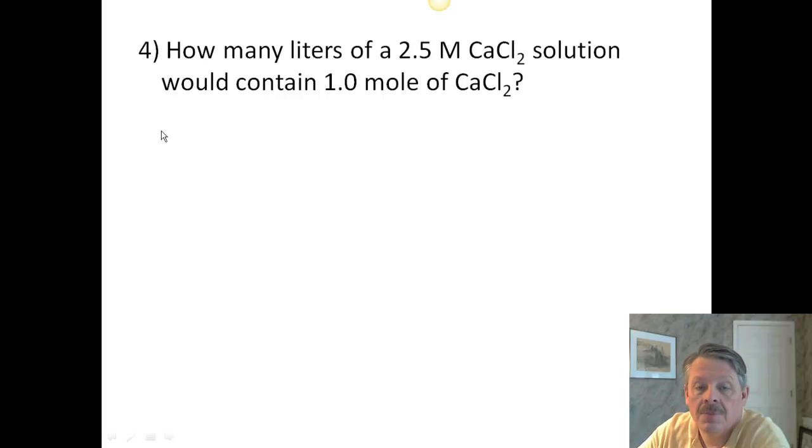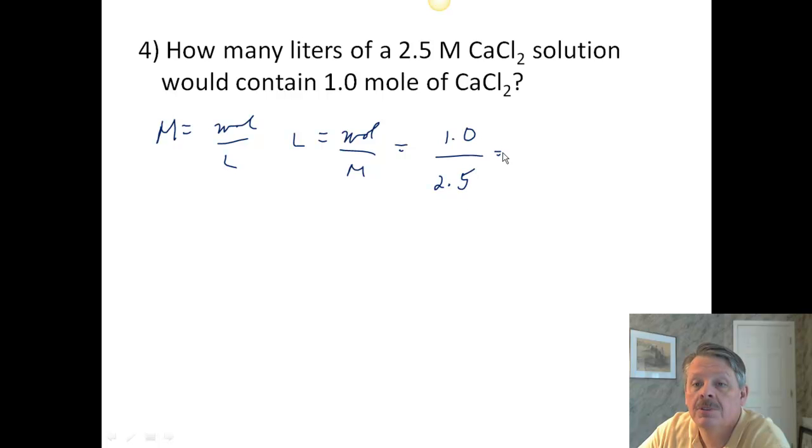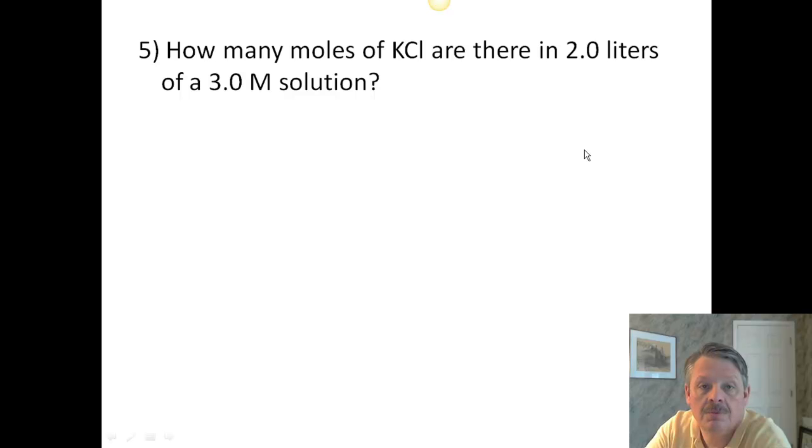Again, we're trying to do liters. Molarity is moles per liter. So liters is moles over molarity, which moles is 1.0, and my molarity is 2.5. Doing that in my head is a little bit trickier. That's 2 over 5, or 4 over 10, which is equal to 0.40, and that's liters. Okay, that's number 4. On to number 5.